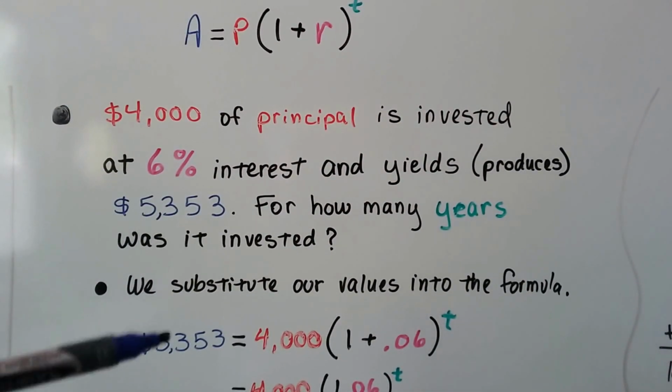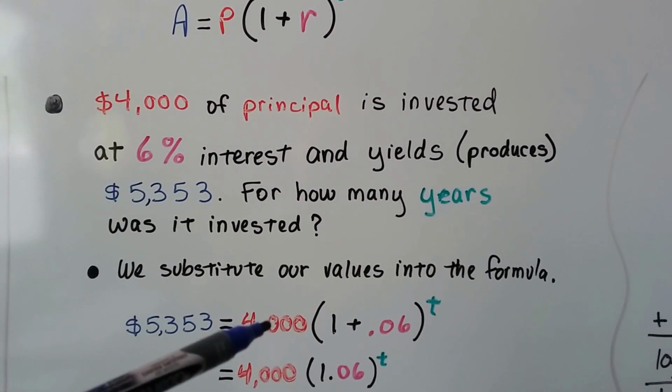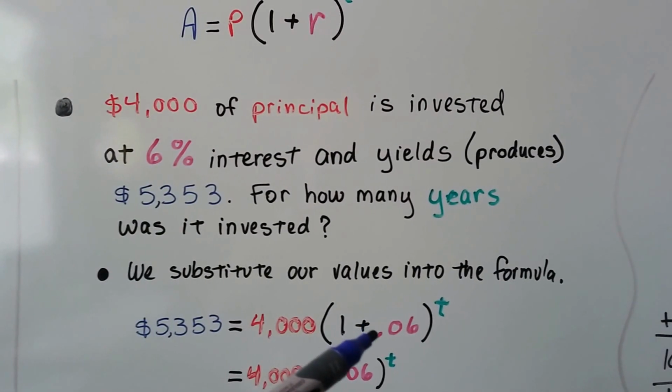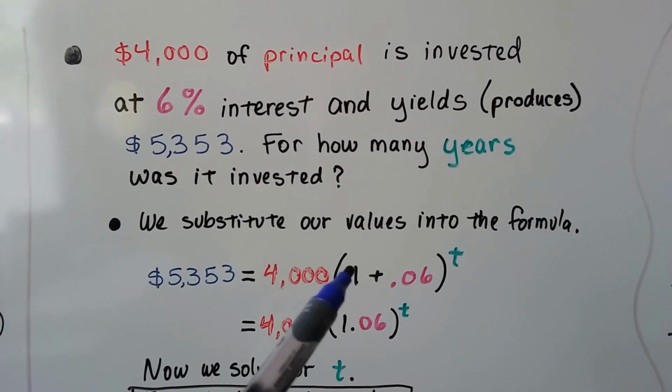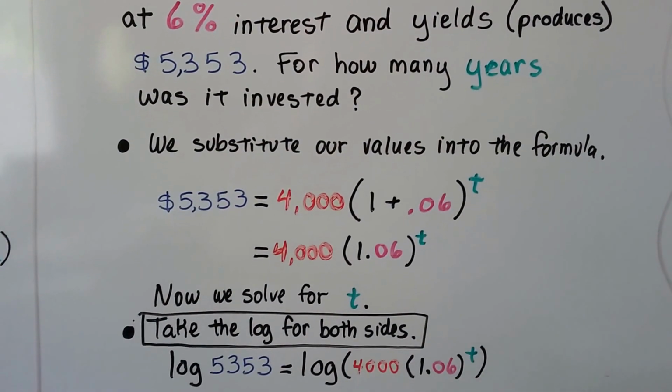We've got our 5353 that goes here for A. We've got our 4,000 that goes here for the principal. We've got our 1 plus the rate, which we write in decimal notation as 0.06, and it's to the t power. We can add the 1 plus the 0.06 and get 1.06, right? Now we just solve for t.